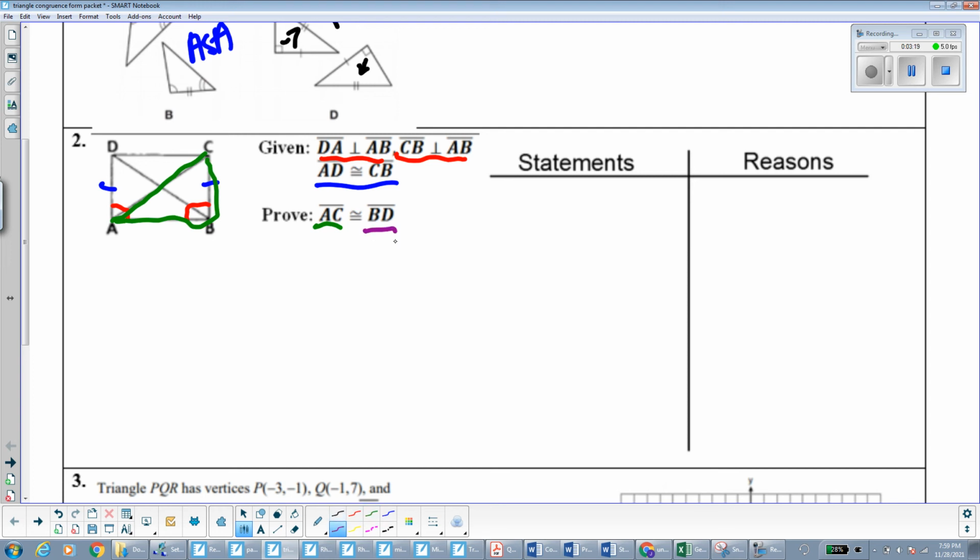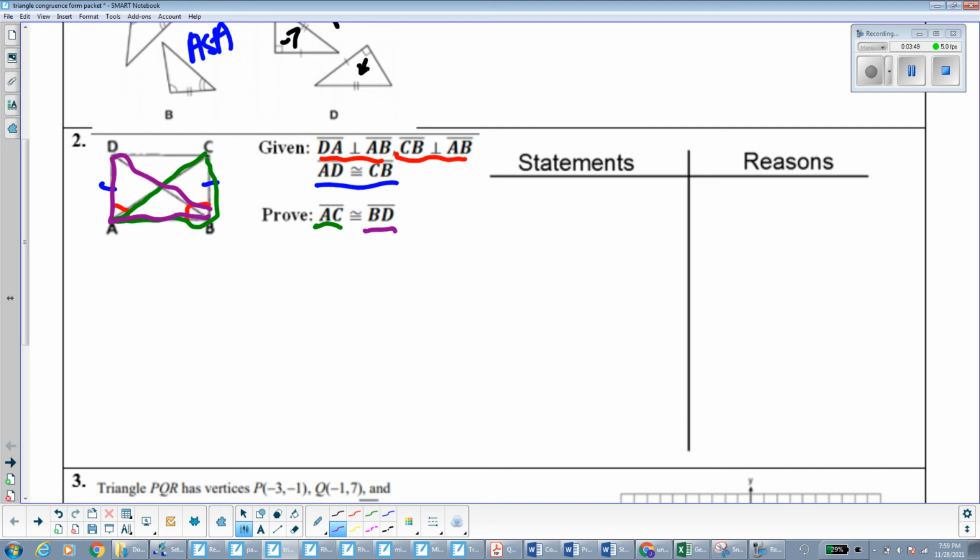We also need to prove that BD is congruent to AC. So let me highlight BD. And if we take a look at BD, and we also take a look at AD, which we have information about, and about the right angle here at angle A, which we have information about, those are all parts of triangle DAB. From taking a look at what we're trying to prove and from our givens, I see here the two triangles that we're going to be focusing on.